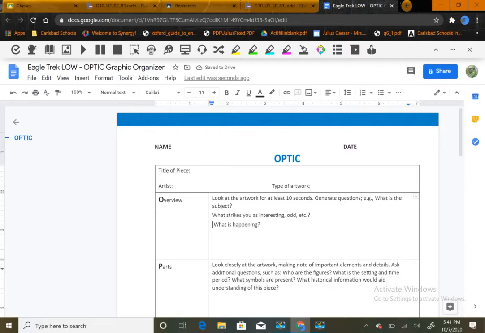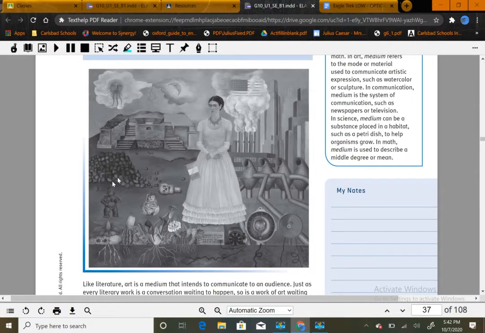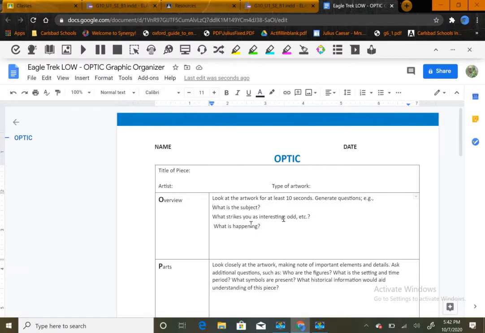So I can generate questions. It says look at the artwork for 10 seconds, generate questions, e.g., meaning examples given of these right here. So I can either answer these questions or I can put more of my own based on what I see. So 1, 2, 3, 4, 5, 6, 7, 8, 9, 10. Looked at it for 10 seconds. Going back here, what's the subject? What strikes you as interesting or odd? What's happening? Those are some questions.